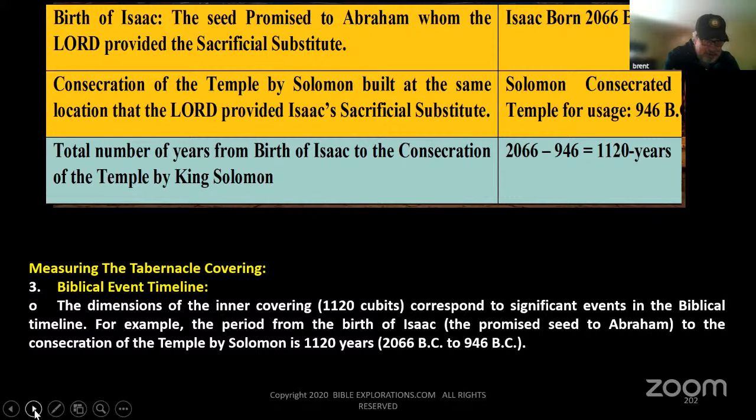So we look at the birth of Isaac, the seed promised to Abraham, who the Lord provided, born 2066. Consecration of the temple by Solomon, built at the same location where the Lord provided Isaac's sacrificial substitute. You remember the temple was built exactly where Abraham was set to sacrifice Isaac, based on God's instruction when the Lord said, I will provide the sacrifice. So that was in 946 BC. The total number of years from the birth of Isaac to the consecration of the temple is 2066 minus 946 equals 1120 years.